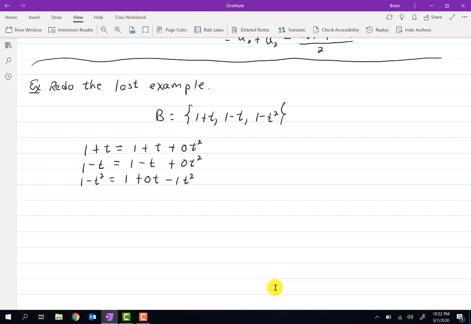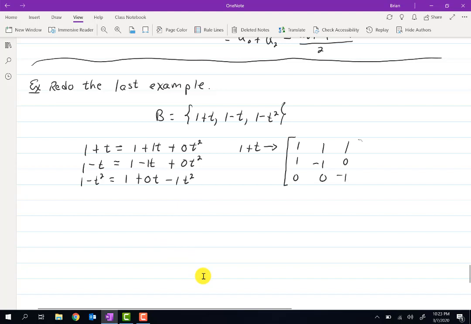So here's the way I want you to think about it. 1 plus t, I'm going to think of as this vector: 1, 1, 0. Let me put ones in front of these too, so it's very clear. These, like I told you before, are like components: first component, second component, and third component. I'm going to do the same thing with this second vector: 1, negative 1, 0. And this third one, 1, 0, negative 1.